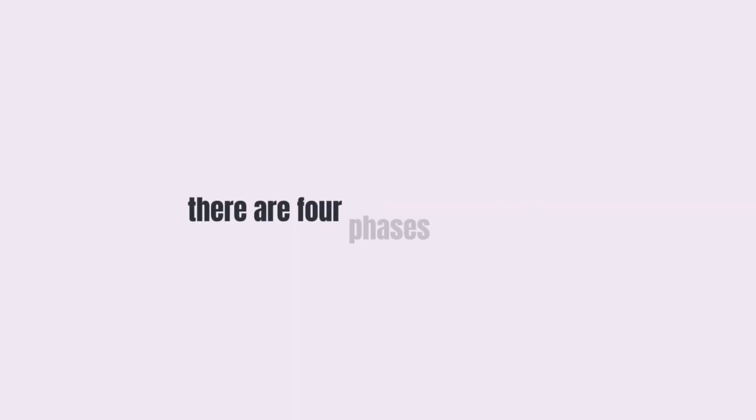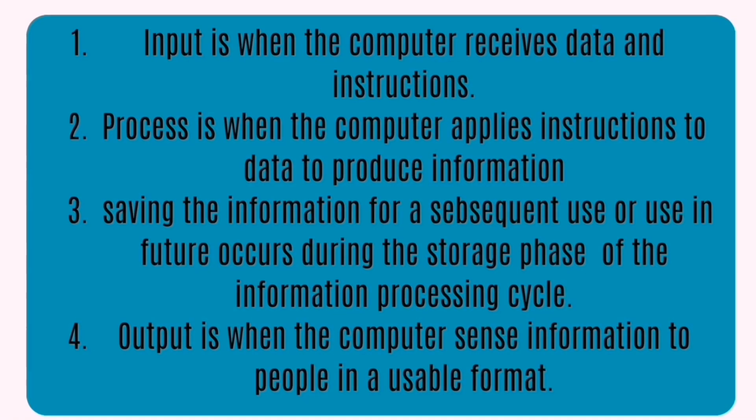To sum up everything that has been stated, there are four phases of the cycle to process information. Input is when the computer receives data and instructions. Process is when the computer applies instructions to data to produce information. Saving the information for subsequent use or use in the future occurs during the storage phase of the information processing cycle. Output is when the computer sends information to people in a usable format.